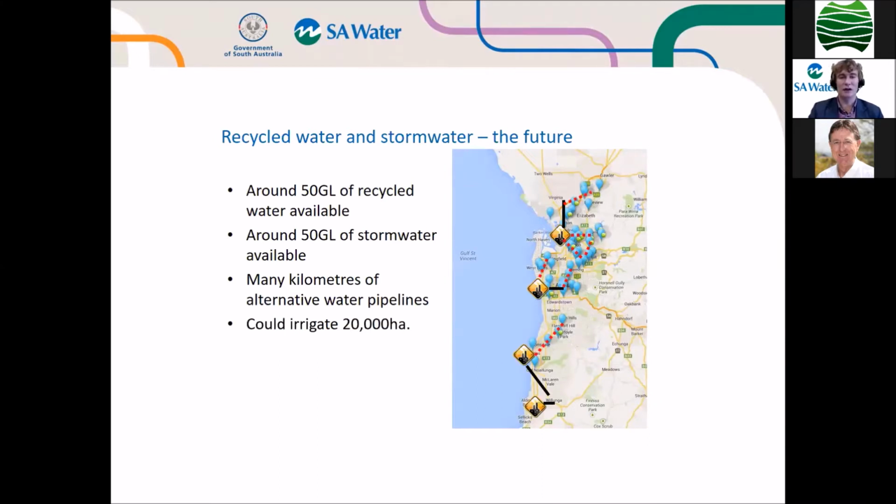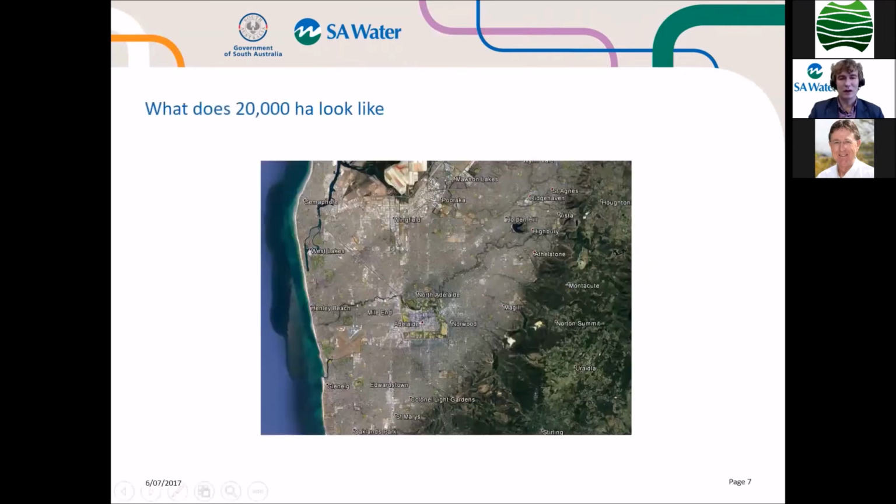So here's a bit of an aerial photo of Adelaide, and this is what 20,000 hectares of irrigation would look like across the Adelaide metropolitan area. Now, this is not what's going to happen because there's plenty of houses and things in those areas, but it's just a graphical demonstration of what could actually be achieved with that level of reuse.